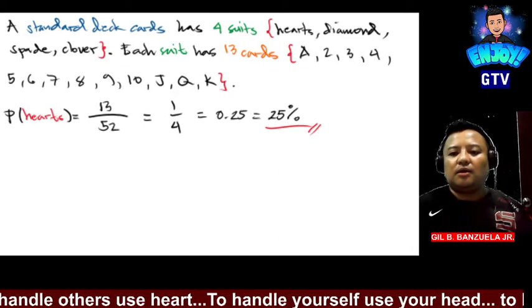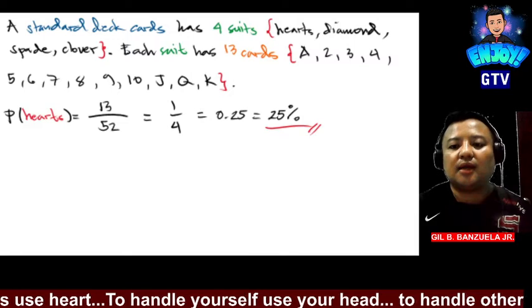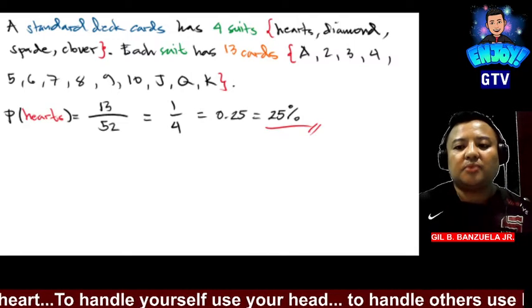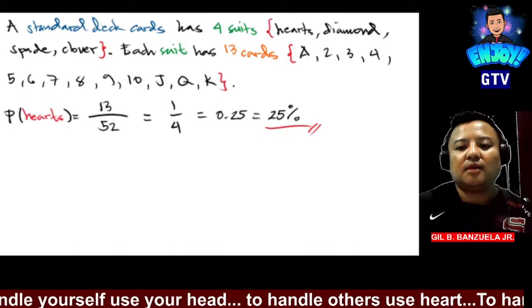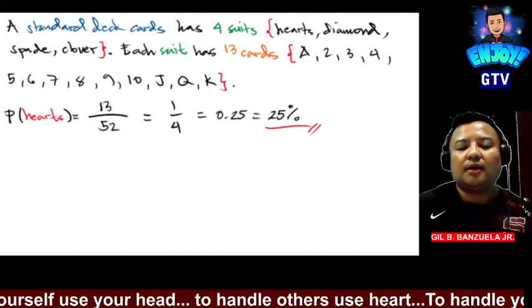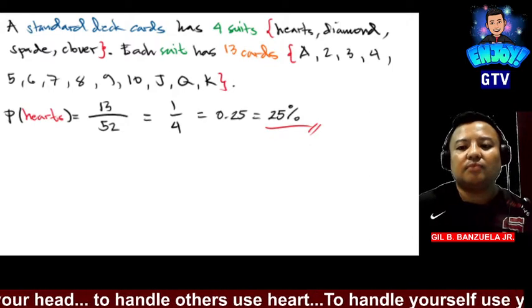or a more communicable way of dealing with probability is by percentage, 25% chance to get a heart when we draw using a standard deck of cards.